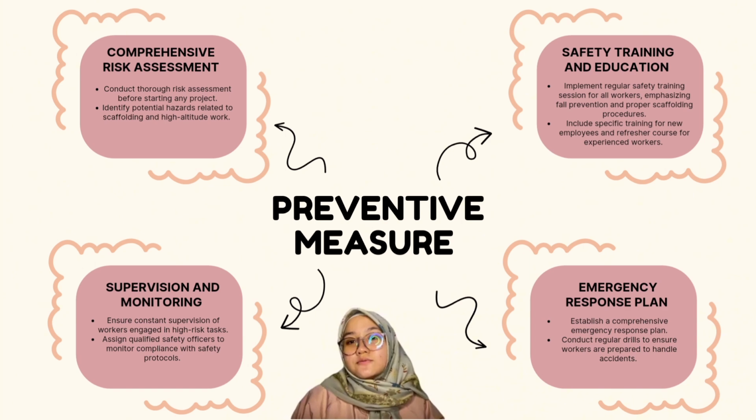Then, to have supervision and monitoring. Employers should ensure constant supervision of workers engaged in high-risk tasks by assigning a qualified safety officer to monitor compliance with safety protocols. Lastly, employers should establish an emergency response plan. This can include conducting regular drills to ensure workers are prepared to handle accidents.